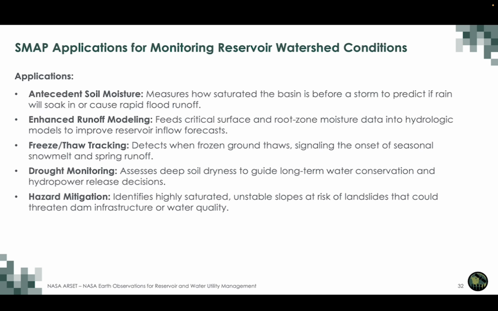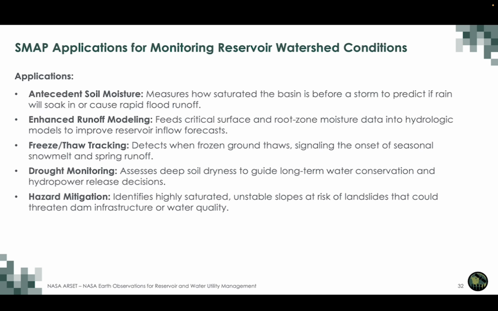Detecting exactly when frozen ground begins to thaw is a crucial signal for anticipating the onset of seasonal snowmelt and spring runoff. On the flip side, during dry periods, assessing deep soil dryness is essential for drought monitoring. This long-term data guides critical water conservation efforts and hydropower release schedules over the season.